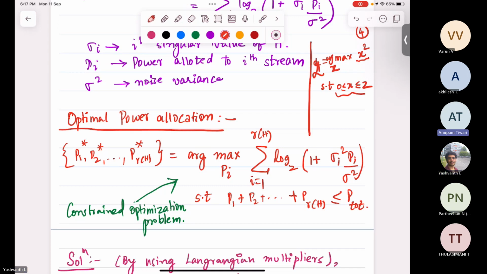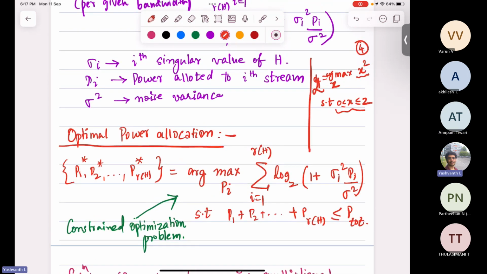How it is 2? 2 is the maximum of x square, what it can take. Correct. That's what I'm saying. So what I'm trying to say is 2 is the value of x at which max of x square is possible. Okay, understood now, sir.